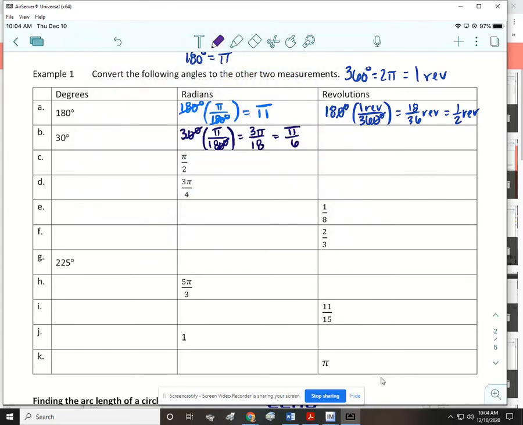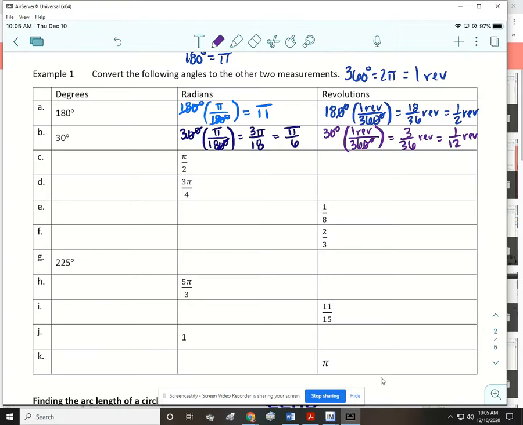Okay, the next one, I want to take 30 degrees and change it to revolutions. When we're going from degrees to revolutions, we use the fact that 1 revolution is equal to 360 degrees. Then the 0 and the degree will cancel out, and we'll be left with 3 over 36 revolutions, which reduces down to 1/12 of a revolution.